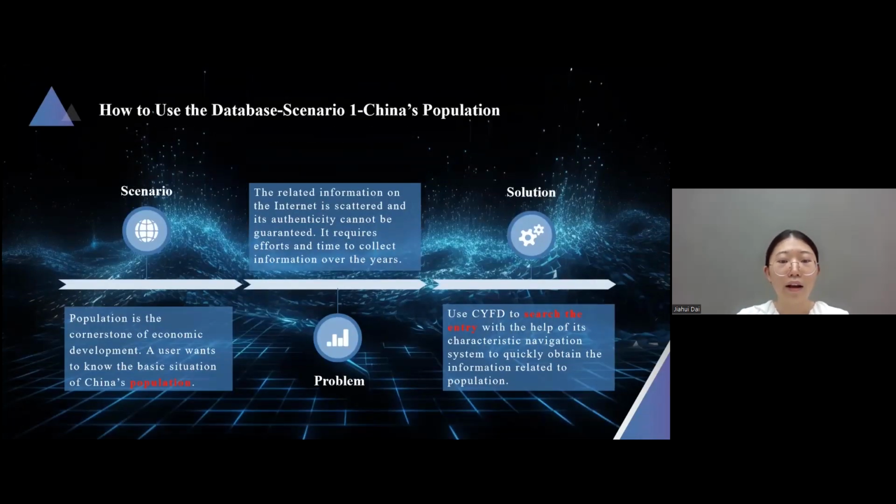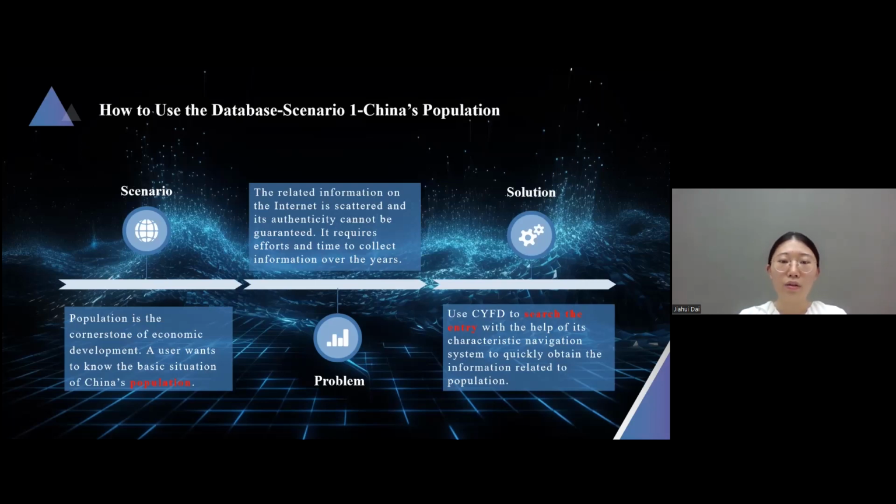In the first scenario, I will show you how to search by entry. First of all, population is a cornerstone of economic development. Here, a user wants to know the basic situation of China's population. The problem we are facing is that the related information on the internet is scattered and its authenticity cannot be guaranteed. It requires effort and time to collect information over the years.